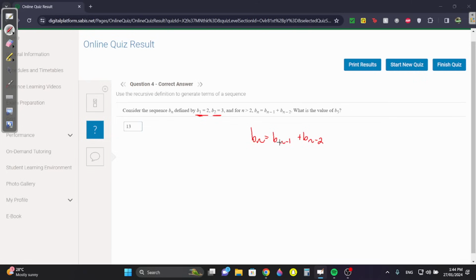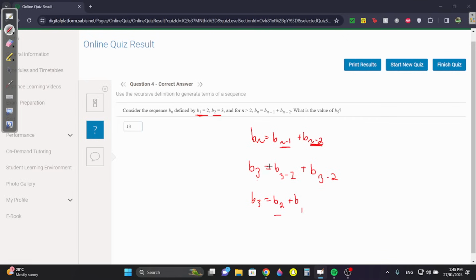What does this mean? Let's say, what is b3? b3 would be b(n minus 1) plus b(n minus 2). Why am I saying 3 minus 2? Because they said n minus 2, where n is 3, so 3 minus 2 is 1. So b3 would be equal to b(3 minus 1), which is b2, plus b(3 minus 2), which is b1. So this is what it means. When they say b(n minus 1), if I'm using b3, I do 3 minus 1, so it becomes b2.